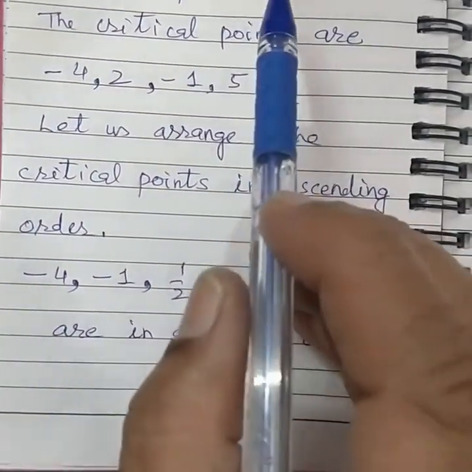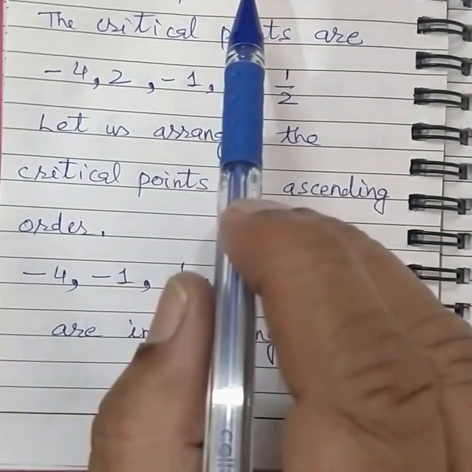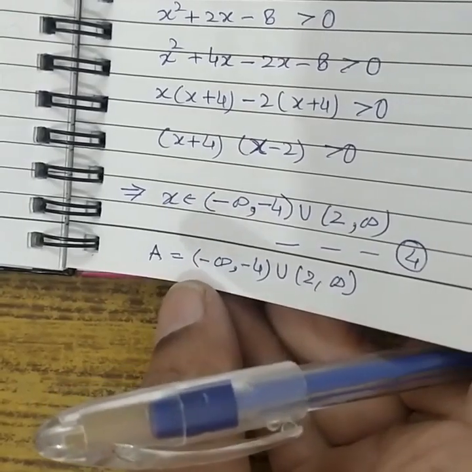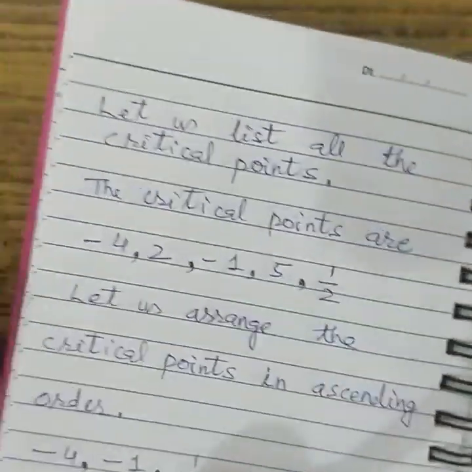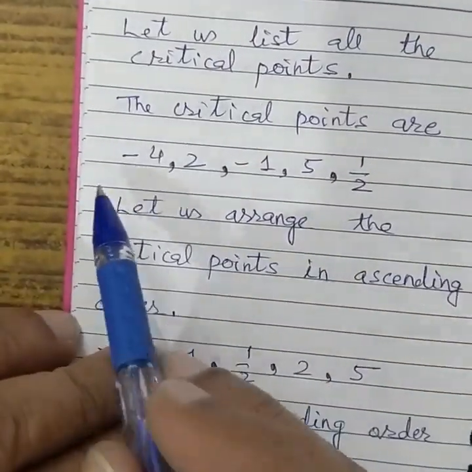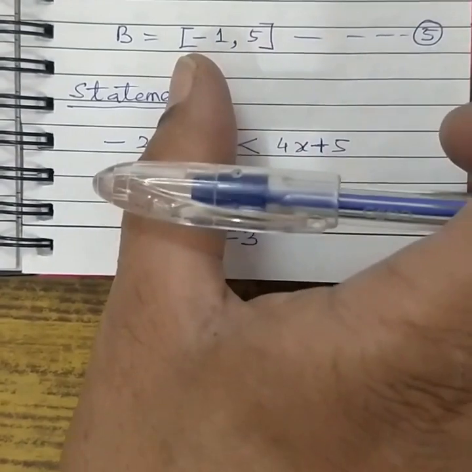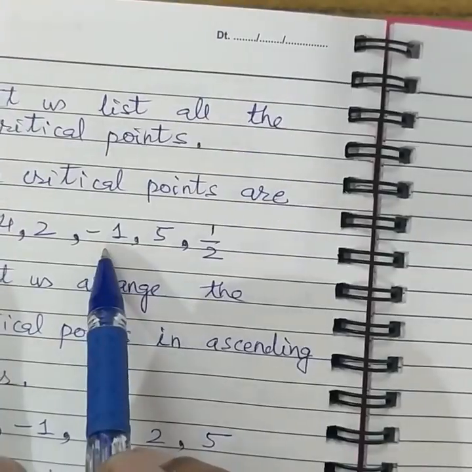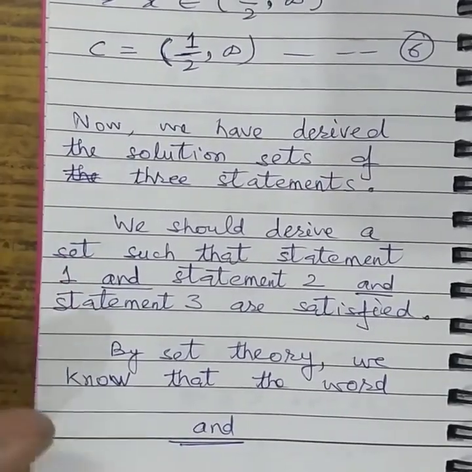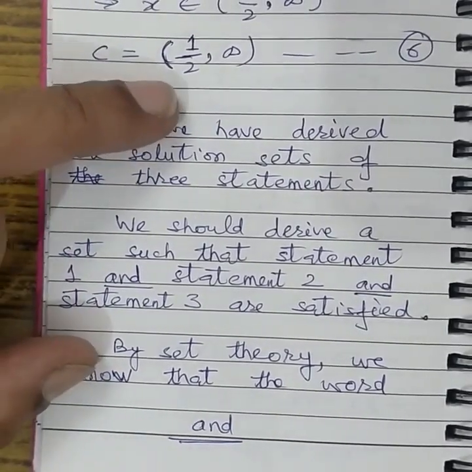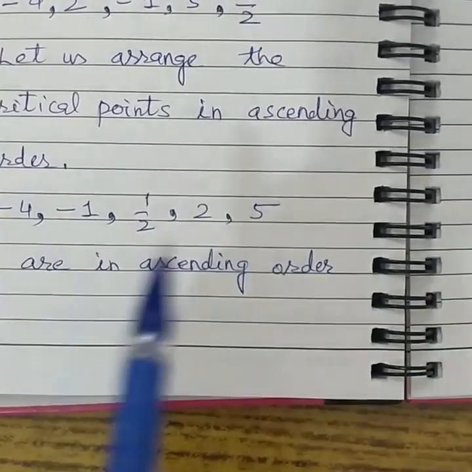The first step of the number line method is to list the critical points. The critical points of set A are minus 4 and 2. The critical points of set B are minus 1 and 5. The critical point of C is 1 by 2, which is written here as 1 by 2.